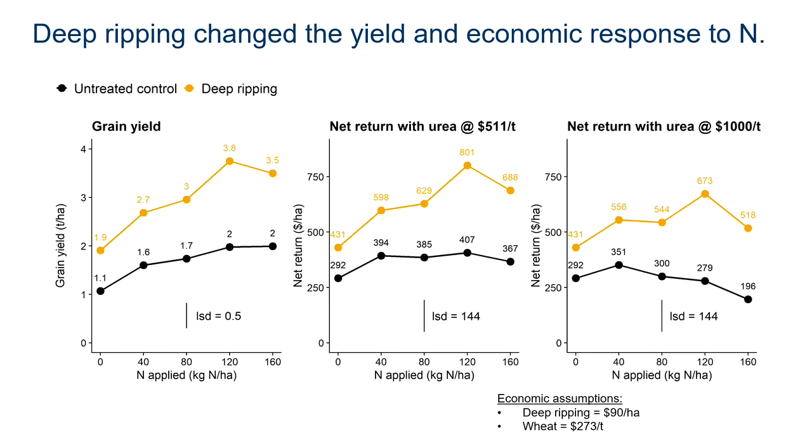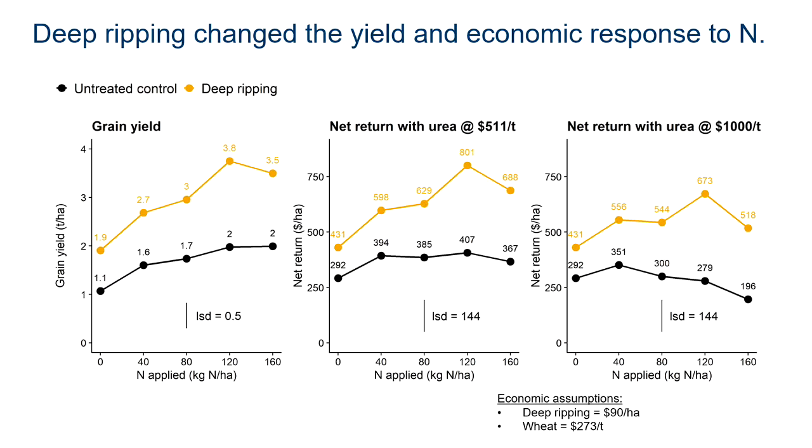If you look at the untreated control, the black line in the middle slide, what you'll see is that even though there is an increase in net return, really there isn't a significant difference between 40 out to 160 of N. So we've got a very flat economic response curve there, whereas with the deep ripping, it is profitable to apply N, and there is even a step up in profit from N at the highest rates. Even accounting for that $90 per hectare with deep ripping, it's profitable in the first year.